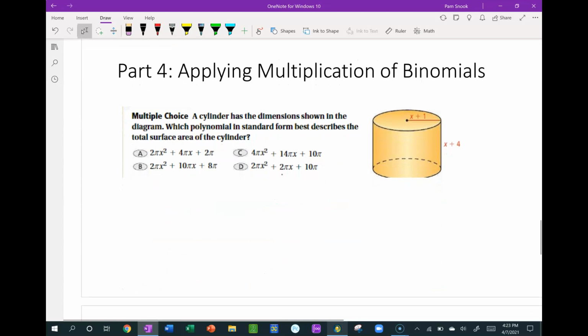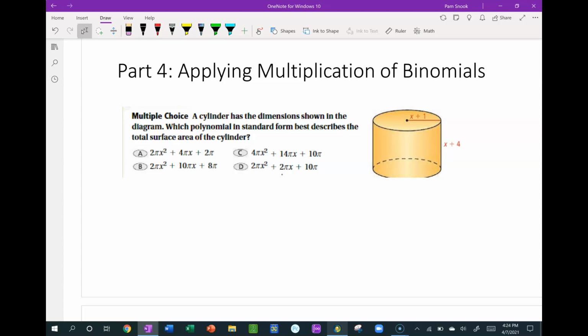Okay, let's do an application for multiplication of binomials. And this one is a multiple choice question. Sometimes you see multiple choice on things like SAT and ACT. So it's a good idea to be able to handle a multiple choice question. And what I do is I just work the problem the same way I would if I was doing a show your work type problem.